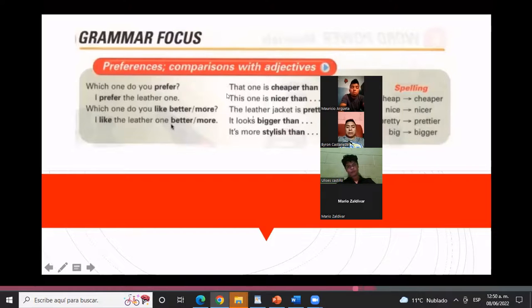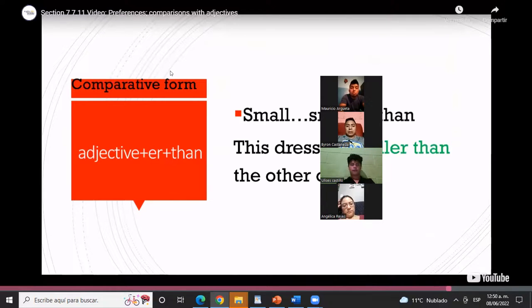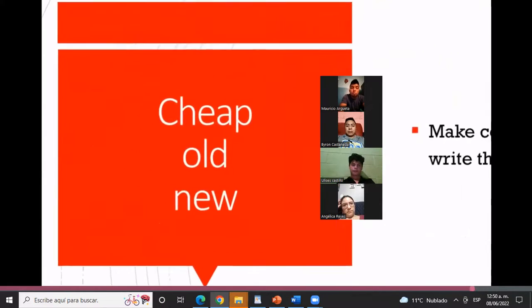When we want to compare, we use the adjective in its comparative form. We use adjective plus er plus than. Small, smaller than. This dress is smaller than the other one. I recommend that you study the adjectives in English in their comparative form, so you're able to compare anything you want.